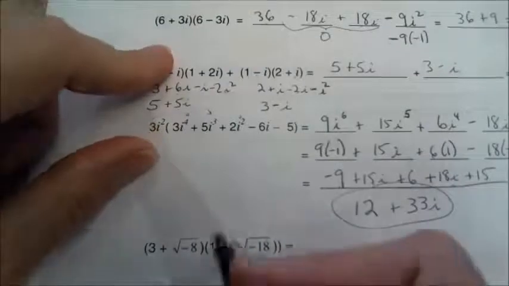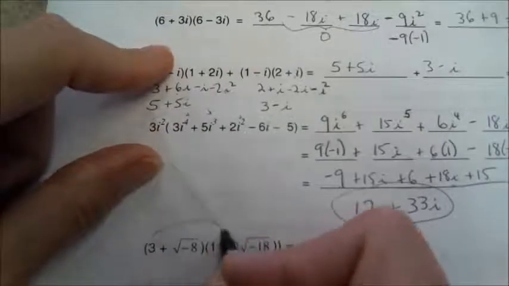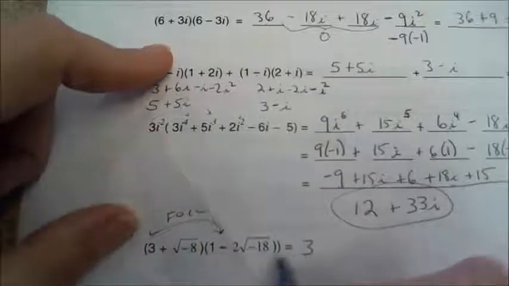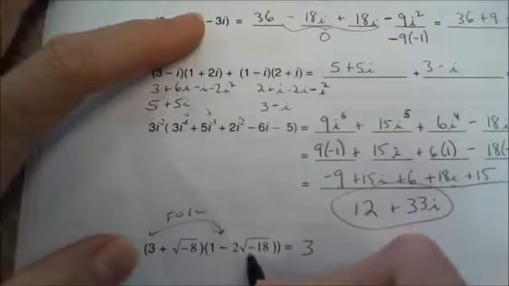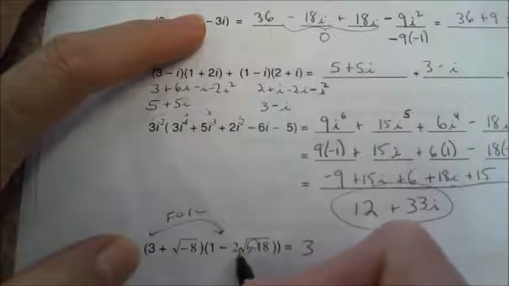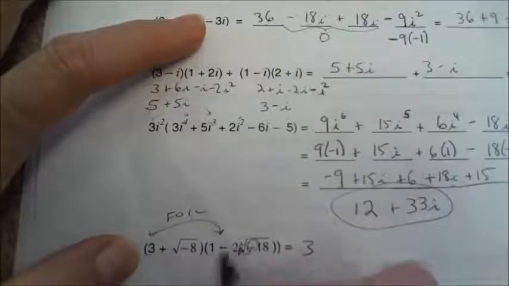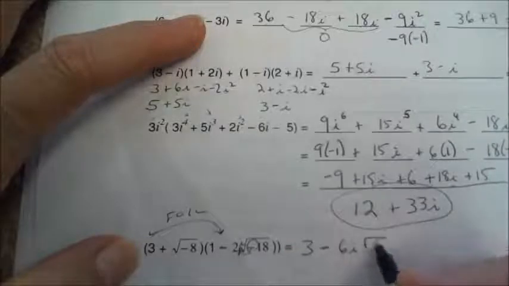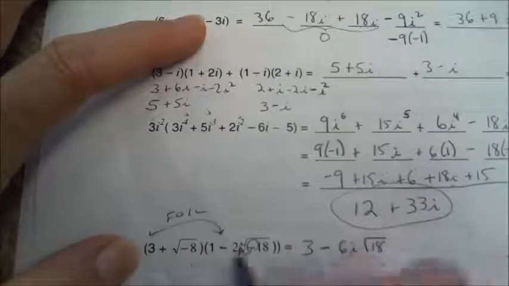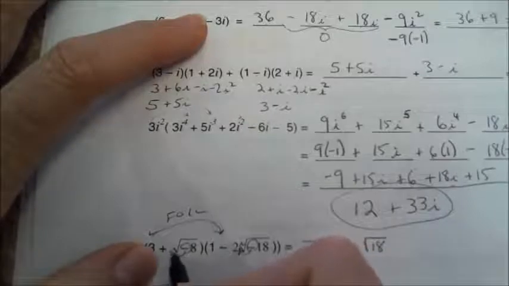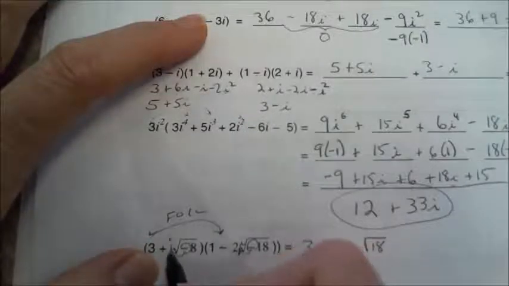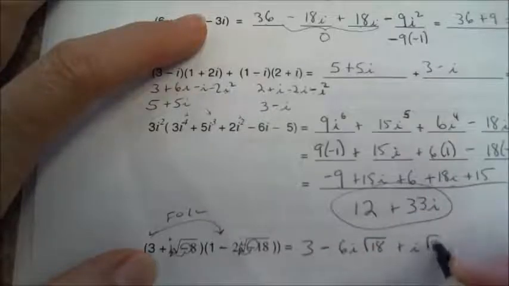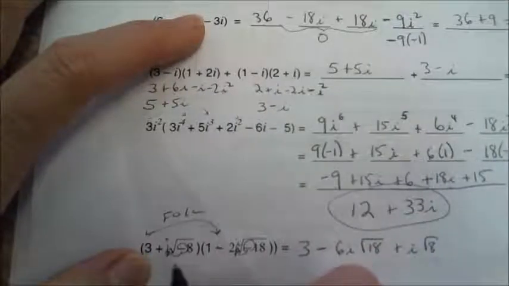The next one is a FOIL. F-O-I-L. 3 times 1 is 3. 3 times 2 square root of negative 18. Oh, that negative's got to come out and become an i. So 3 times 2i negative is negative 6i square root of 18. This negative comes out and becomes an i. I square root of 8 times 1 is i square root of 8.